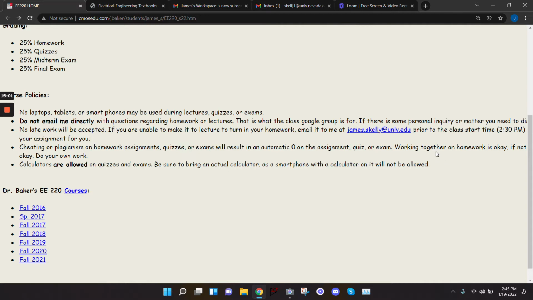Working together is definitely encouraged on your homeworks. I want you guys to work together because I think it's really good to get in a group, and somebody that knows one thing might not know another thing, and it's very beneficial to work in a group like that. But I have had students turn in identical copies of the same assignment. Definitely don't do that. This guy's laughing because he knows.